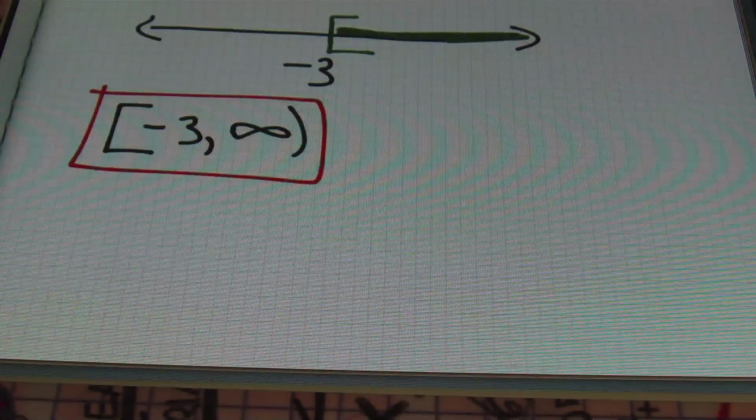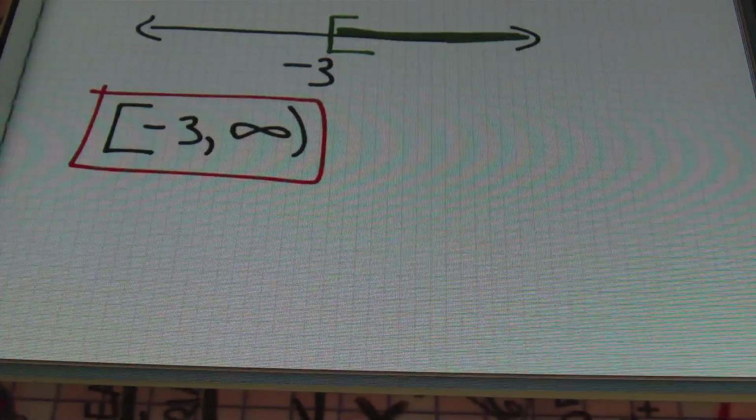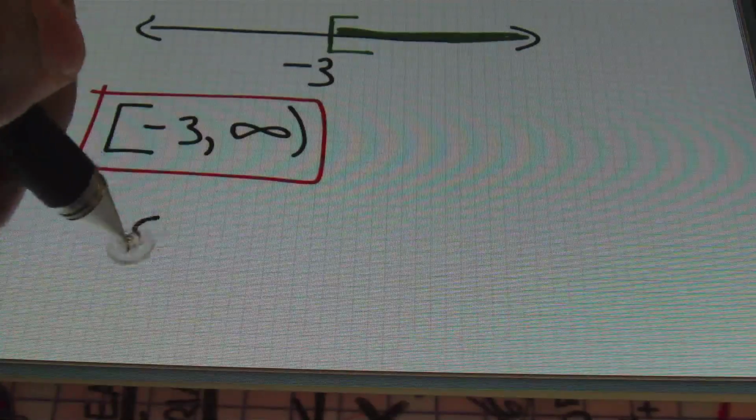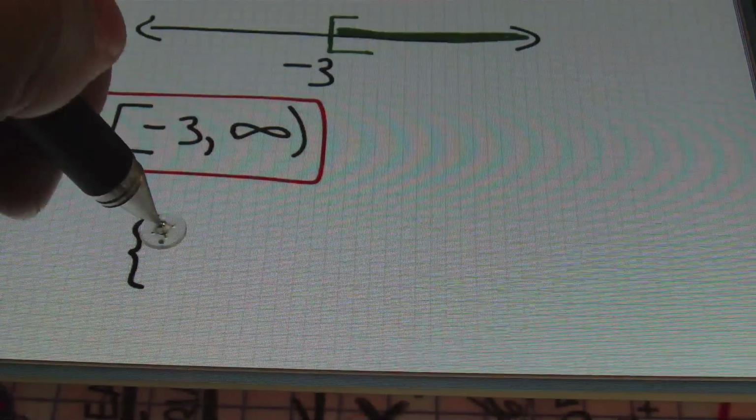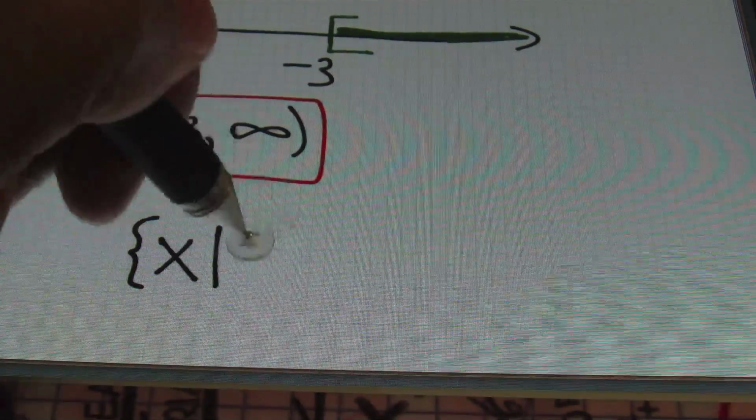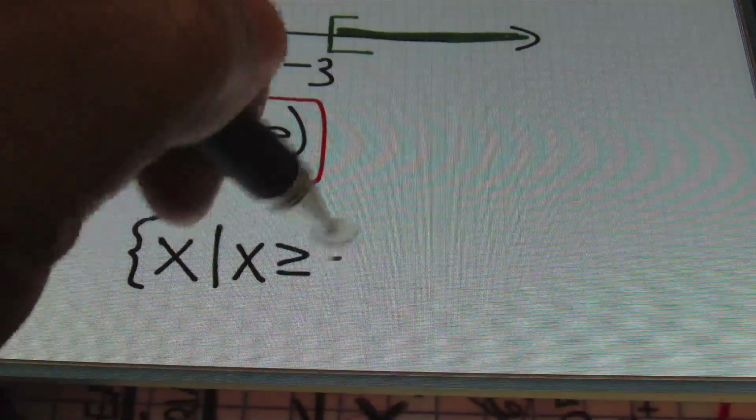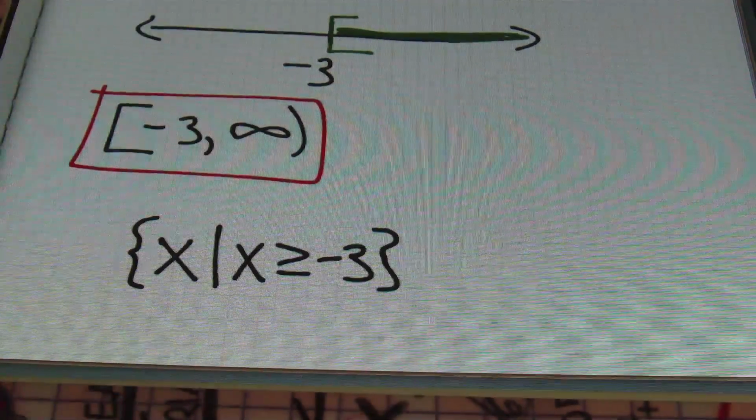Remember, we started out with x is greater than or equal to negative 3 as our solution. So the set builder notation is just a fancy way of writing your solution. So I'll have x is such that x is greater than or equal to negative 3, and that's it.